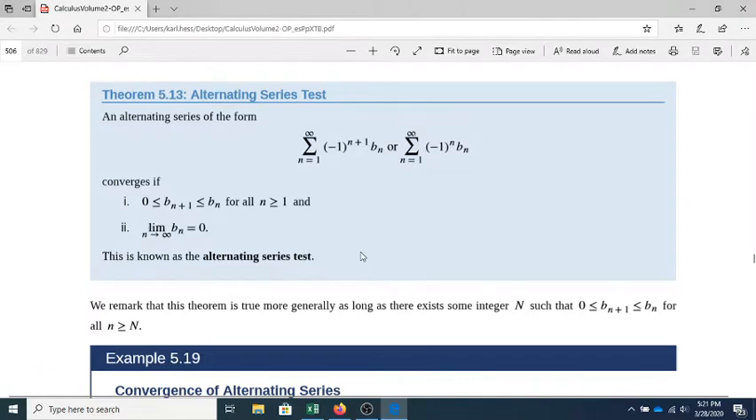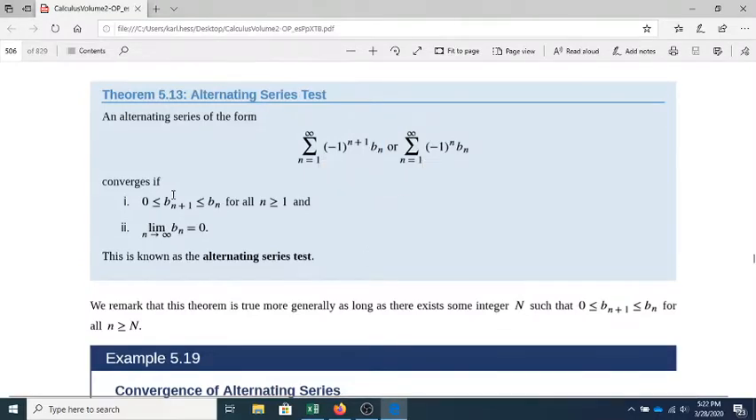Alright, theorem 5.13, alternating series test. So let's say we've got an alternating series fitting one of those two forms. Basically we've identified the rest of the term apart from what's making it alternate. B sub n is the rest of the term. Remember, b sub n is non-negative, greater than or equal to 0. It's the positive part of the term. You could think of it like that.